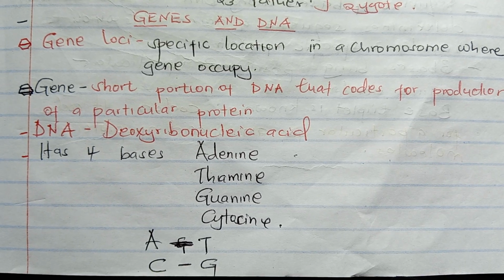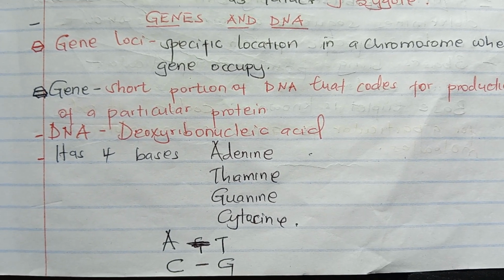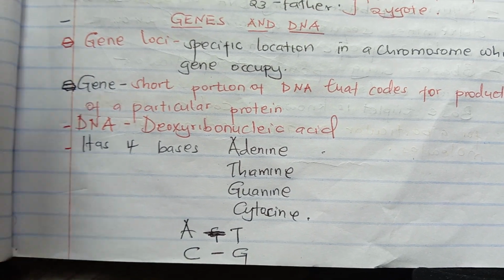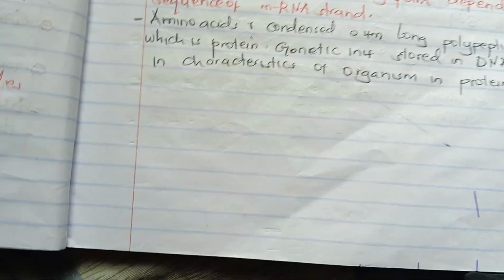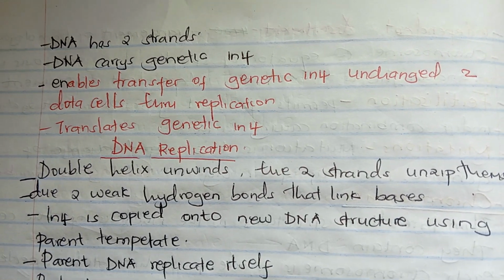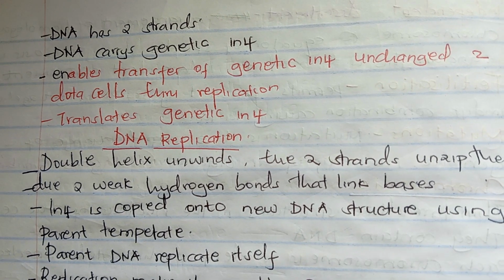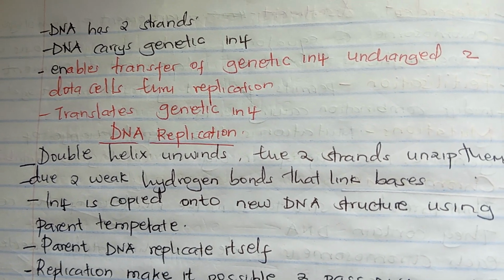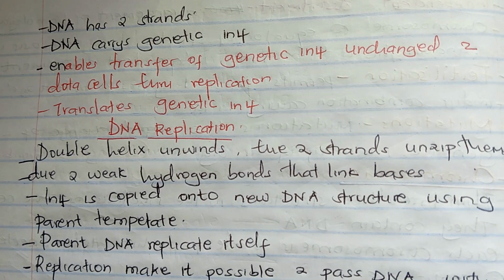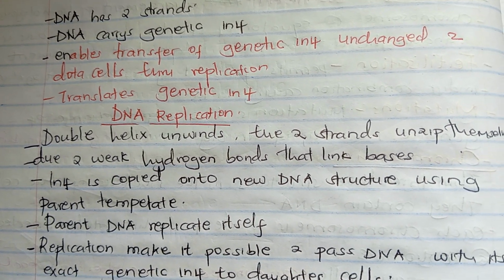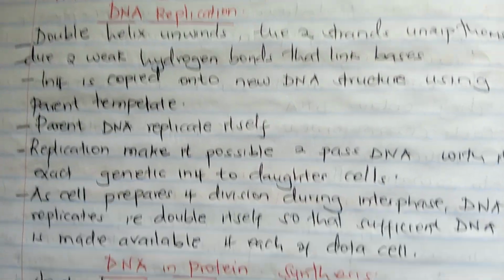DNA stands for deoxyribonucleic acid. It has 4 bases: adenine, thymine, guanine, and cytosine. So DNA has 2 strands, or it is 2-stranded, and it carries genetic information, and therefore it enables transfer of genetic information from the parent to the offspring, and also the information is unchanged.